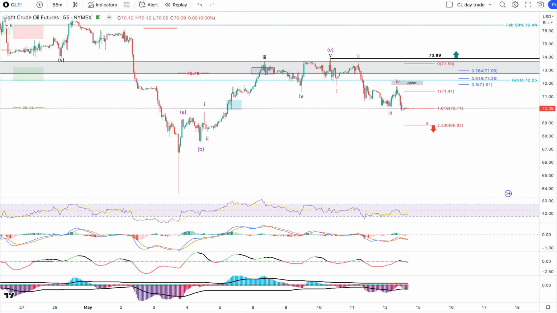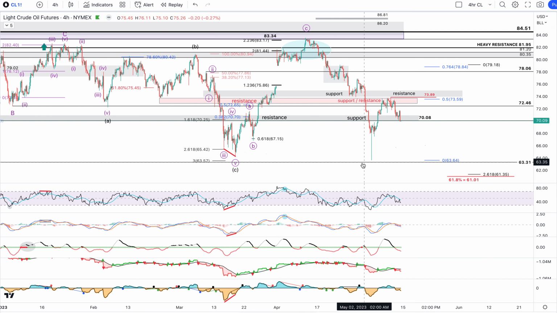We just keep zooming out to the 4-hour, and you can kind of see more clearly the parameter 73.89, which is right into this supply-demand zone, which I've called support in the past. Now I call it resistance. So it also lines up great with the A wave. So if you get above 73.89, I think it's much more likely you're going to see 78 at a minimum.